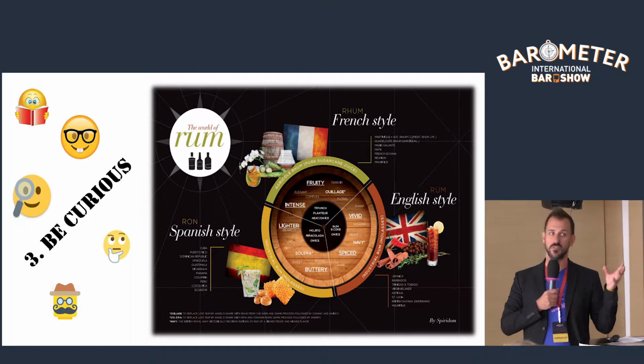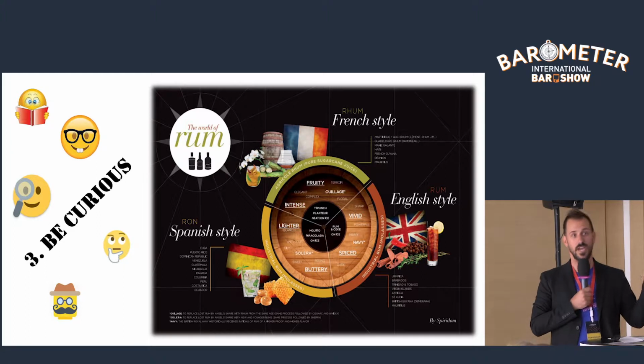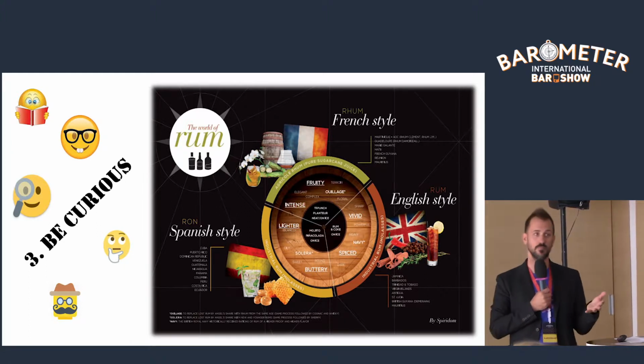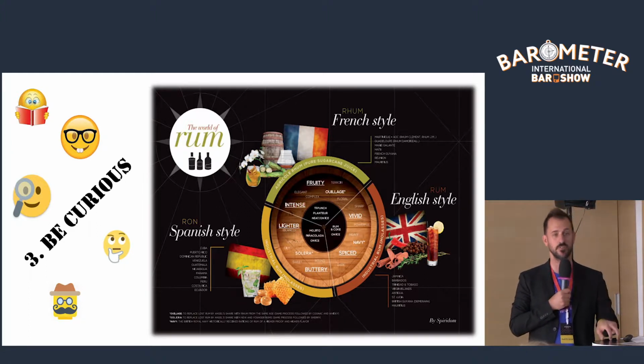But also, if you think about cognac, for example, you can make cognac from grapes, but only from three grape varieties.